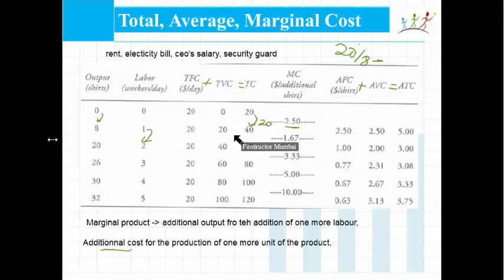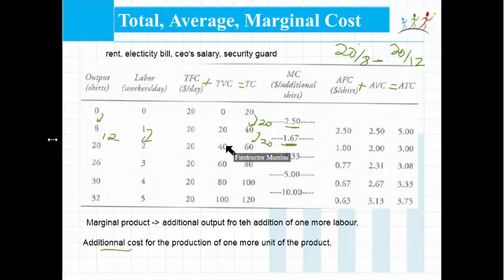So how much additional money do I have to spend for getting 12 more units? For getting 12 more units, I need to spend $20 more. So what is the marginal cost per unit? Marginal cost now comes out to be 20 divided by 12, or it is equal to $1.67 per unit. What is the average fixed cost?